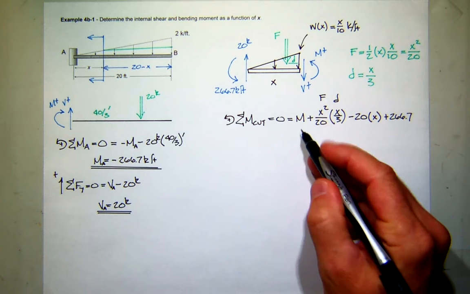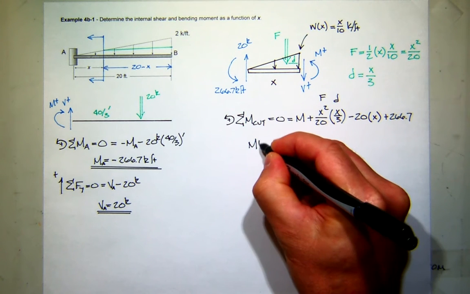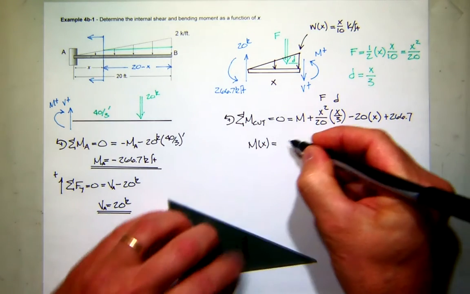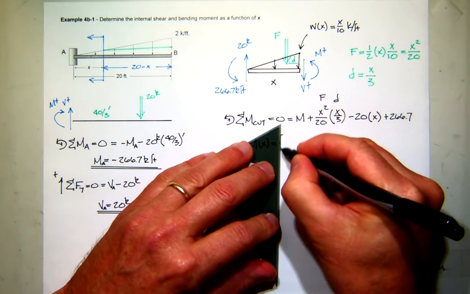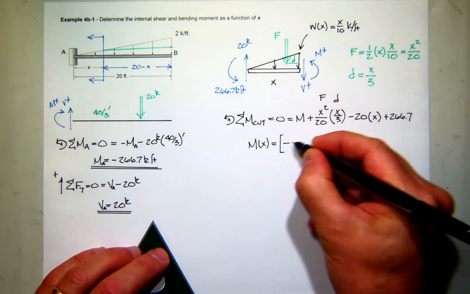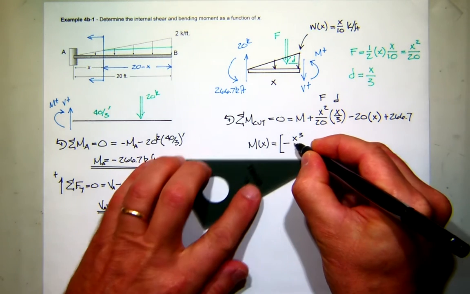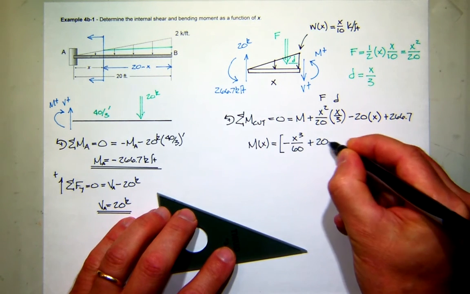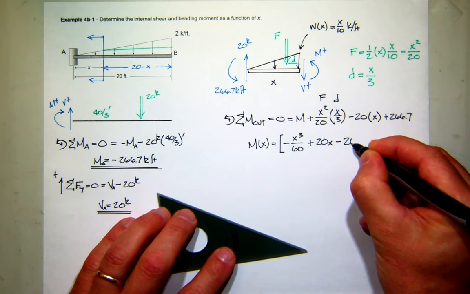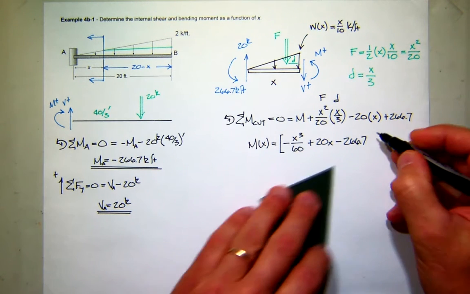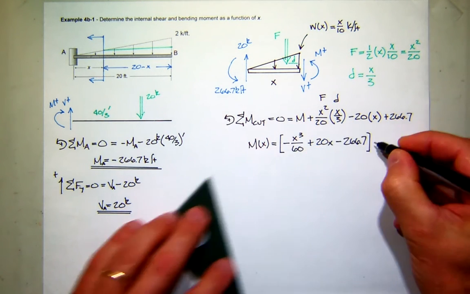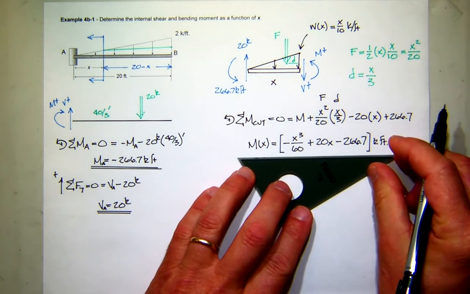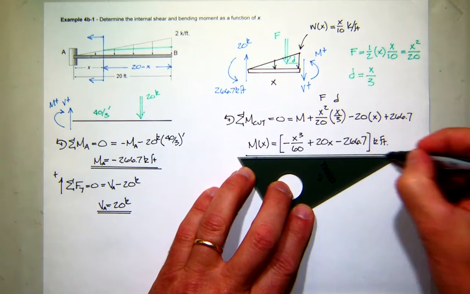So I'm going to solve for my moment. You can see when I solve for my moment, it's going to be a function of x. I'll throw everything to the other side of the equation. I'll also bracket it so I can put my units on it. So I'm going to have negative x cubed over 60 plus 20x minus 266.7. And all those terms will have the units of kip and feet. So I now have an equation for my moment anywhere in the beam.